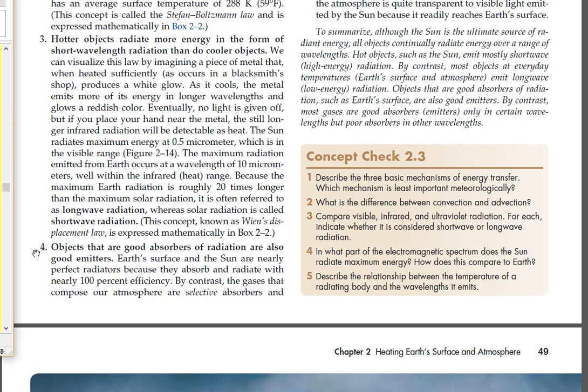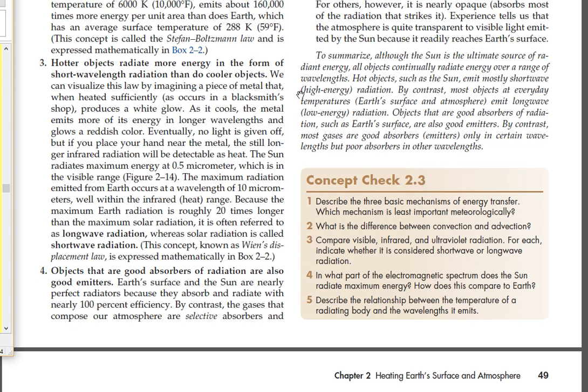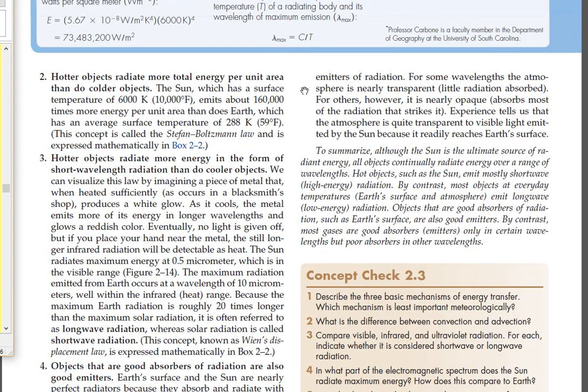Objects that are good absorbers of radiation are also good emitters. Earth's surface and the Sun are nearly perfect radiators because they absorb and radiate with nearly 100% efficiency. By contrast, the gases that compose our atmosphere are selective absorbers and emitters of radiation. For some wavelengths the atmosphere is nearly transparent, with little radiation absorbed. For others, however, it is nearly opaque, absorbing most of the radiation that strikes it.